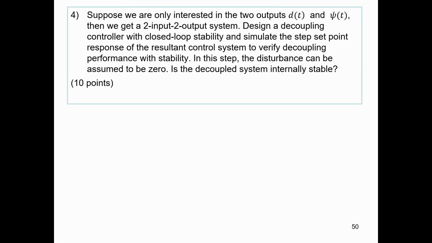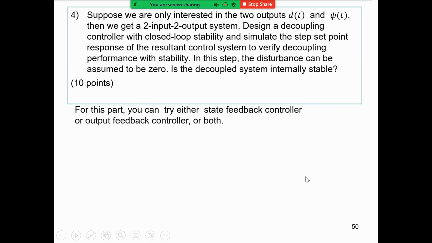Now, part 4. Assuming we're only interested in 2 outputs, then it becomes a 2-input 2-output system. Design a decoupled controller with closed loop stability and simulate the set point response. After the decoupling is done, you have to answer whether the decoupled system is internally stable. For this part, you can try either a state feedback controller or an output feedback controller or both.